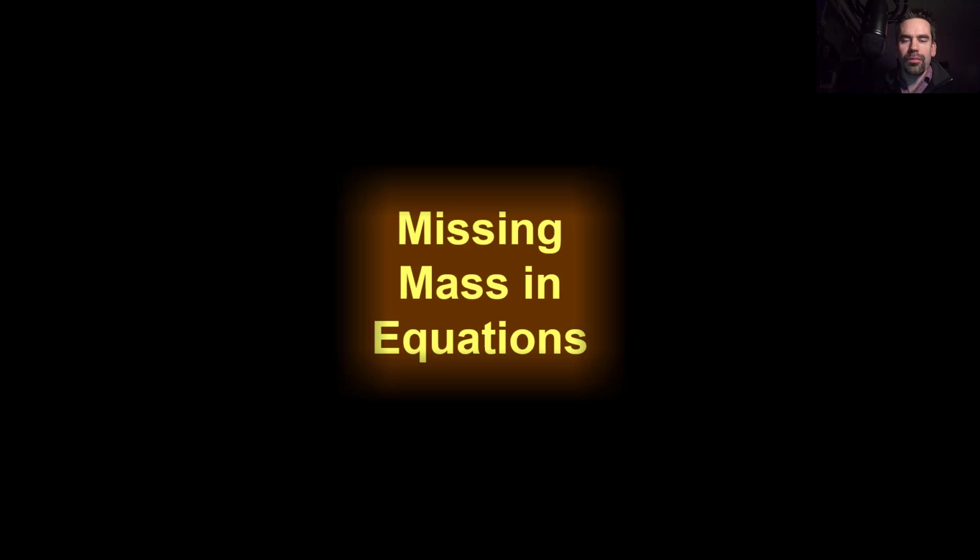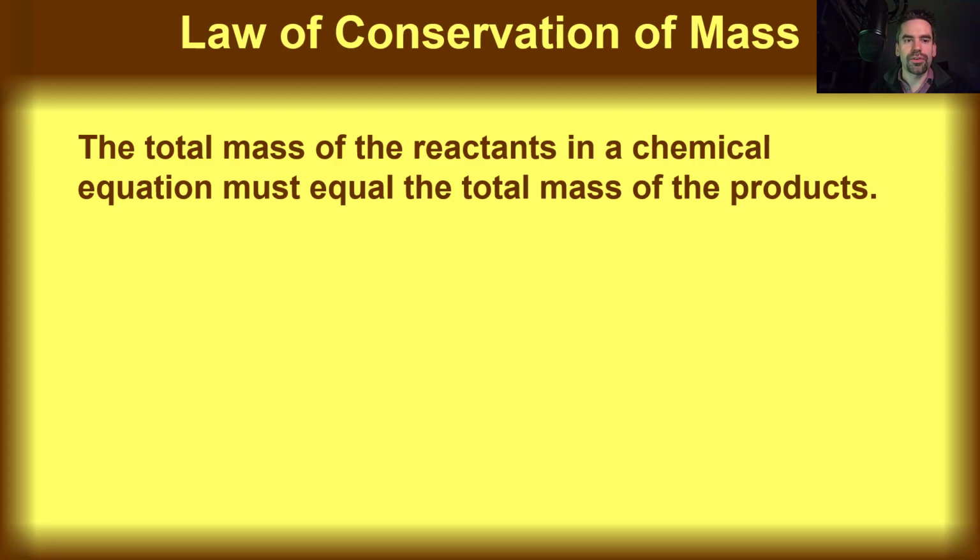So, when we have a reaction, the total mass of reactants in a chemical reaction must equal the total mass of the products. So in the chemical equation, what we're having is something called the conservation of matter, or the conservation of mass. That means that you can't lose any mass. The mass that goes in must equal the mass that comes out of the reaction.